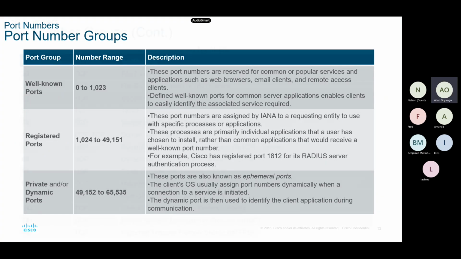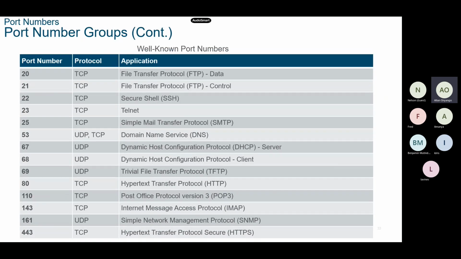Now let's look at some of the well-known port numbers here. You need to have these at your fingertips, okay? We start with some very familiar ones. Ports 20 and 21 are for FTP. Then port 22 is for SSH, which is secure shell.